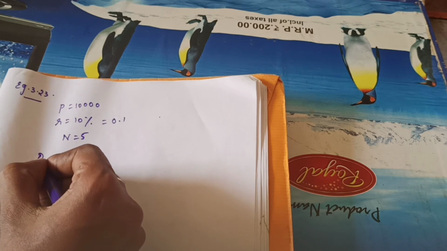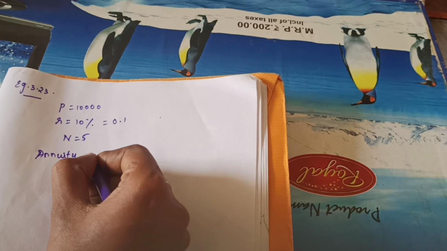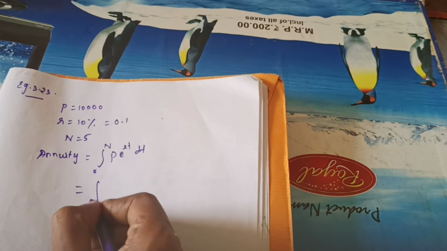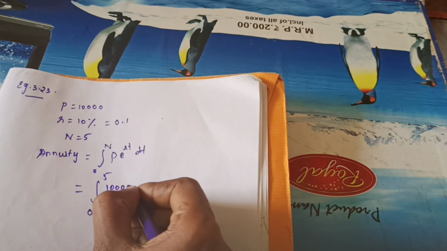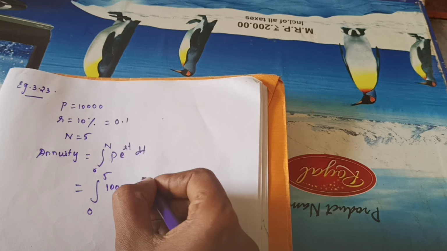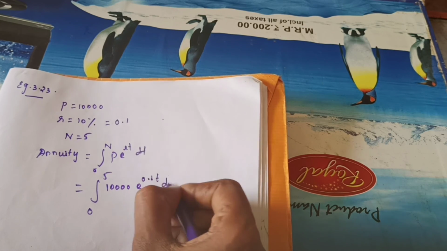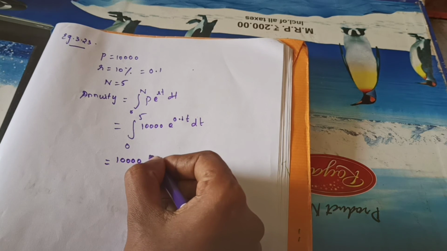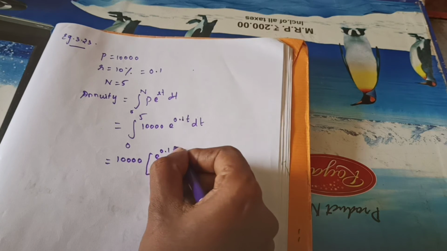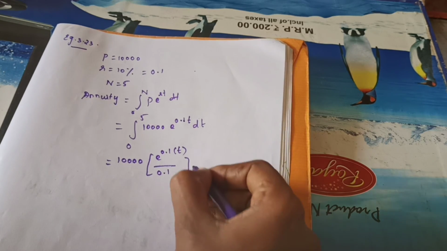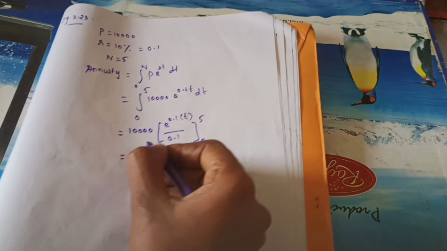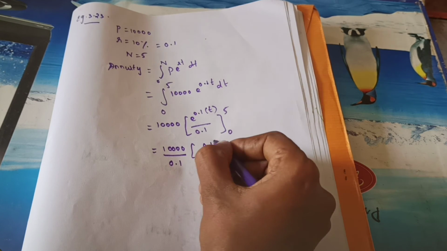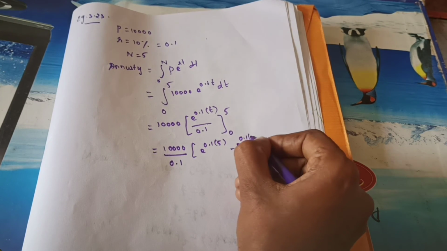So apply the formula for annuity. Annuity is equal to, what's the formula? Integral 0 to N of P e power RT dt. So that's equal to integral 0 to 5, P value 10,000, e power R value 0.1 into T dt. Now we will integrate. So 10,000, you can take it outside. e power 0.1 into T divided by 0.1, 0 to 5. You can take this constant outside. So you will get 10,000 divided by 0.1 into e power 0.1 into 5 minus e power 0.